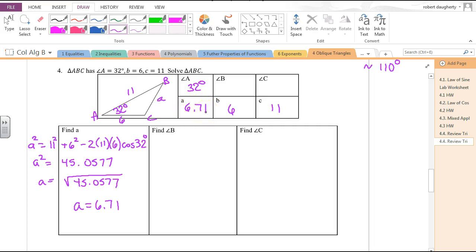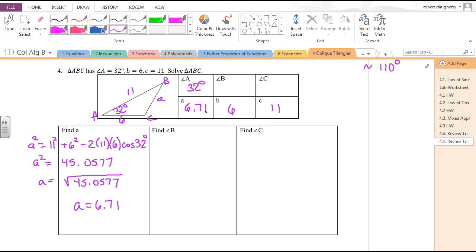Okay. Now I've got to solve for angle B and angle C. Like I said, one of our rules: once we start with the law of cosines, we stick with the law of cosines. So I don't switch back to the law of sines. I've got to find angle C and angle B. I'm going to use the law of cosines to find one of them, and then once I have two angles, I can figure out the other one pretty easily.